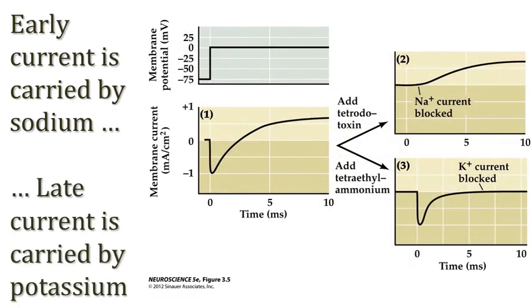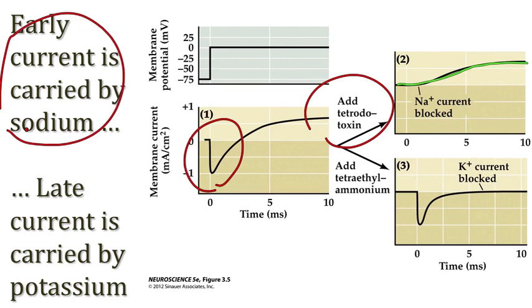This conclusion is further supported by experiments using a toxin found in nature, called tetrodotoxin, found in the pufferfish. And when that toxin is applied to this axon, what we find is that the transient inward current is blocked. All we're left with is a delayed outward current with the application of tetrodotoxin. So that result provides additional empirical evidence supporting the conclusion that the early current is carried by sodium.